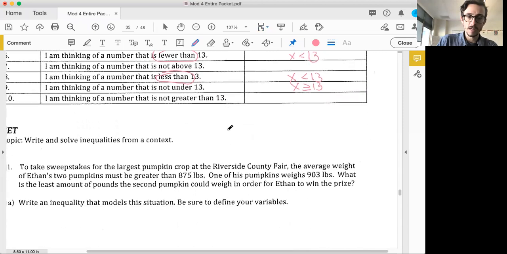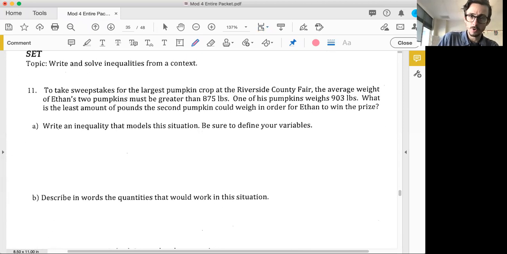The set, right? And solve inequalities from a context. Take a moment, pause the video, read through what this is saying, and we'll touch base in a second. So you should have read through the problem. To take sweepstakes for the largest pumpkin crop at the Riversdale County Fair, the average weight of Ethan's 2 pumpkins must be greater than 875 pounds. There are 2 pumpkins, and we're talking about the average. One of his pumpkins weighs 903 pounds. What is the least amount of pounds the second pumpkin could weigh in order for Ethan to win the prize? Take a moment, think about how this could be put together.